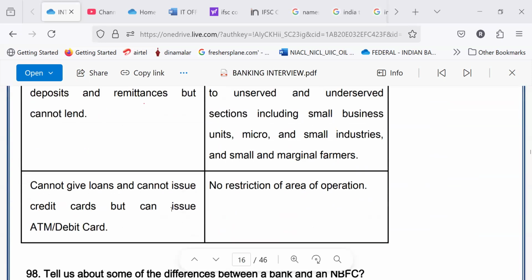Payment banks cannot give loans and cannot issue credit cards but can issue debit cards. While small finance banks have no restrictions on area of operation. In the case of payment banks, earlier it was 1 lakh. Now you can have up to rupees 2 lakhs in one name. And in the case of our Airtel Payment Bank, which is the first payment bank to be started in India, the cell number itself is your account number. But I have never used it.